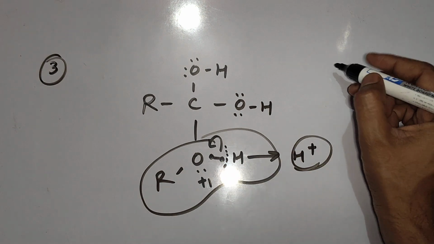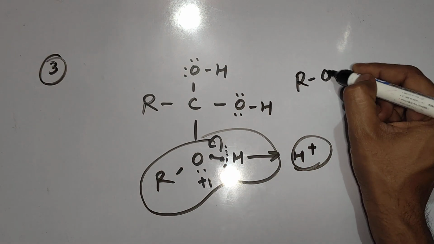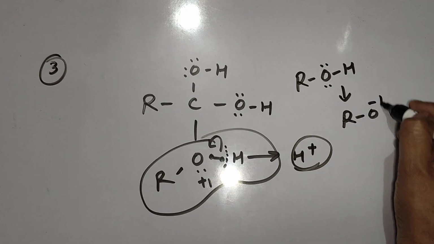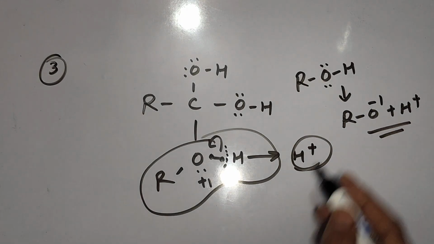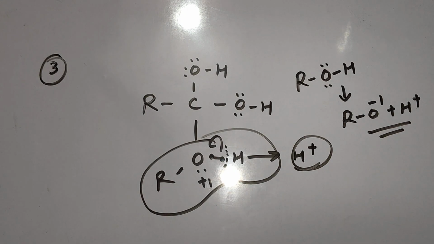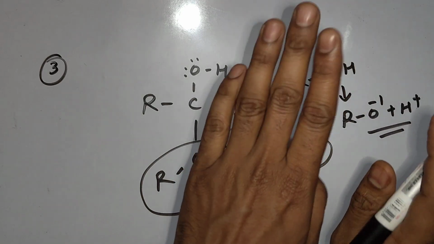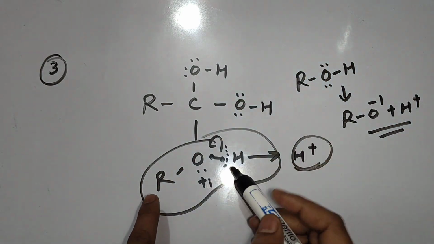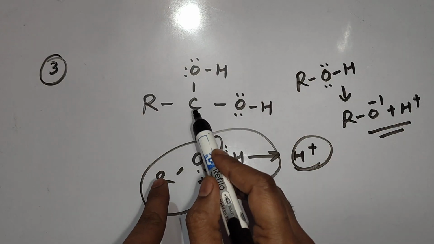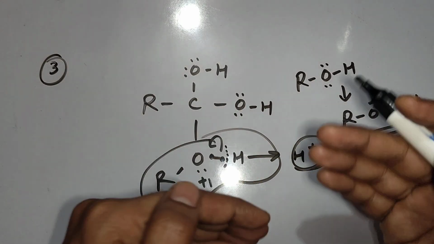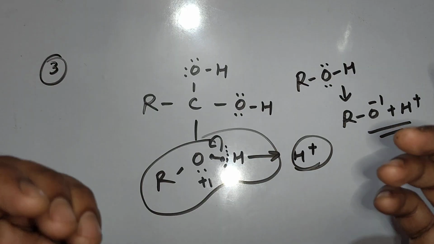Not directly. No step is showing direct release of H positive ion from alcohol. Am I right? But alcohol, after attaching with the carbocation, is releasing H positive ion. It means indirectly it is showing acidic behavior. Note it down.